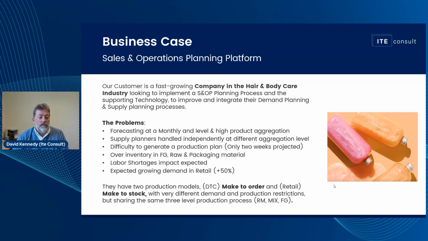On the other hand, they were expecting a big increase in their retail business because they have two production models: DTC, direct to consumer, which is more a make-to-order type of production, and a retail business, which is make to stock, selling through some of the big retailers. The two processes share the same production process, the same type of production levels, the same raw materials. So we had to have something that could run differently, but also integrated between the two models.